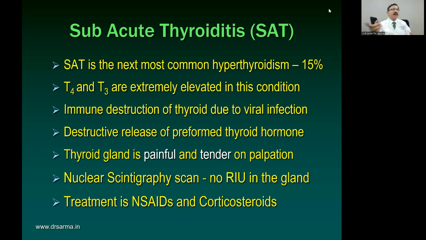Treatment: steroid and NSAID, to relieve the pain and to control the inflammation, anti-inflammatory drugs like NSAIDs and steroids, and not anti-thyroid drugs. The condition is self-limiting. It stops after some time. The patient may go into hypothyroidism. Watch for that after 6 months. If hypothyroid, you supplement a little bit of thyroxine. This is the third entity.